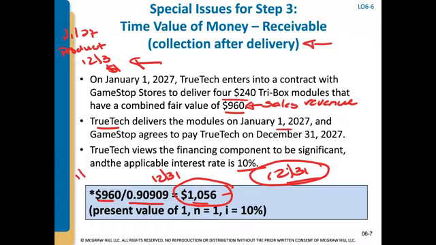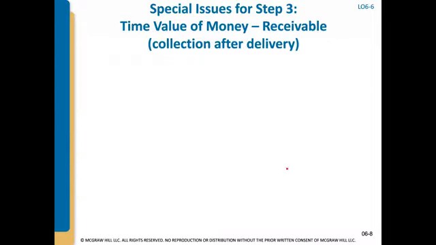So on 12/31, this is how much money TrueTech will receive from GameStop. But on 1/1, they've given them products worth $960. So that makes sense that they will receive more than the products since they're delivering the products on 1/1. They'll receive more cash on 12/31 because essentially they're loaning them money. TrueTech is loaning GameStop money.